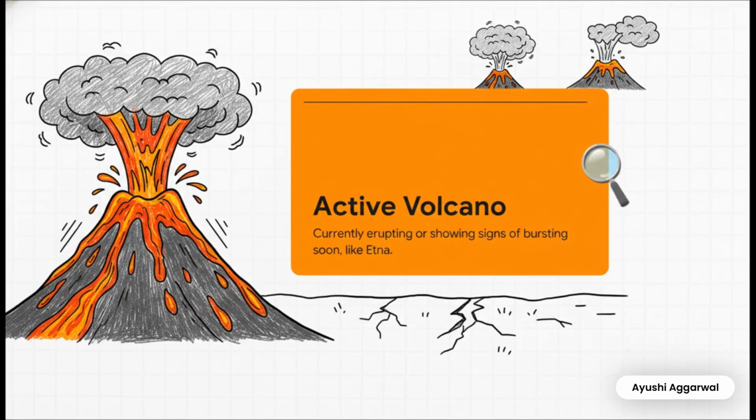Now for a super popular exam topic, types of volcanoes. Let's see. For your MCQs, you'll definitely want to note down these examples carefully. First up, the active volcano. These are the awakened giants that are currently erupting or showing really clear signs of bursting soon, like leaking gas or triggering minor earthquakes. Mount Etna and Stromboli are your prime examples to memorize here.